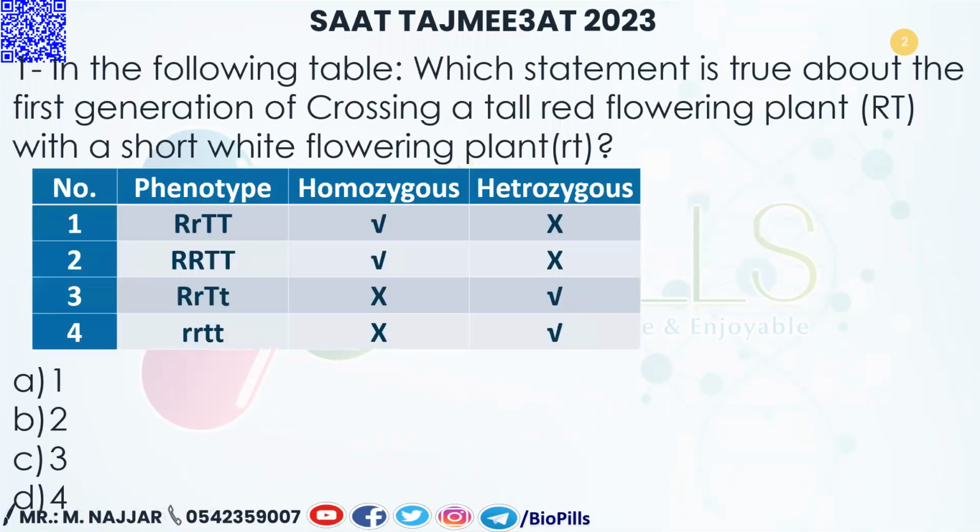In the following table, which of the statements is true about the third generation of crossing a tall red flowering plant? Okay, R capital, T capital. This is the genotype with a short white flowering plant, R small, T small. What is the answer? What's the correct answer here? Please type in the meeting chat.